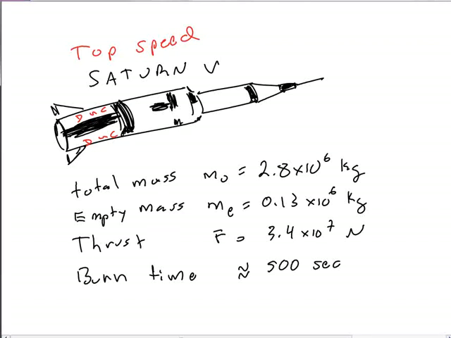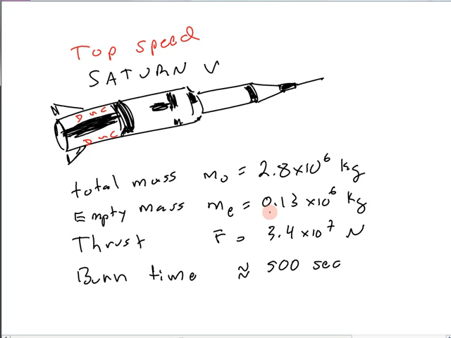David Can here. We're going to be looking at a case of motion where we have an object whose mass is changing. Normally when we deal with equations of motion, we have a constant mass, constant acceleration. But in the case of a rocket, most of the mass of the rocket is fuel. When we look at the Saturn V rocket, the total mass of the rocket is about 2.8 times 10 to the 6th kilograms.